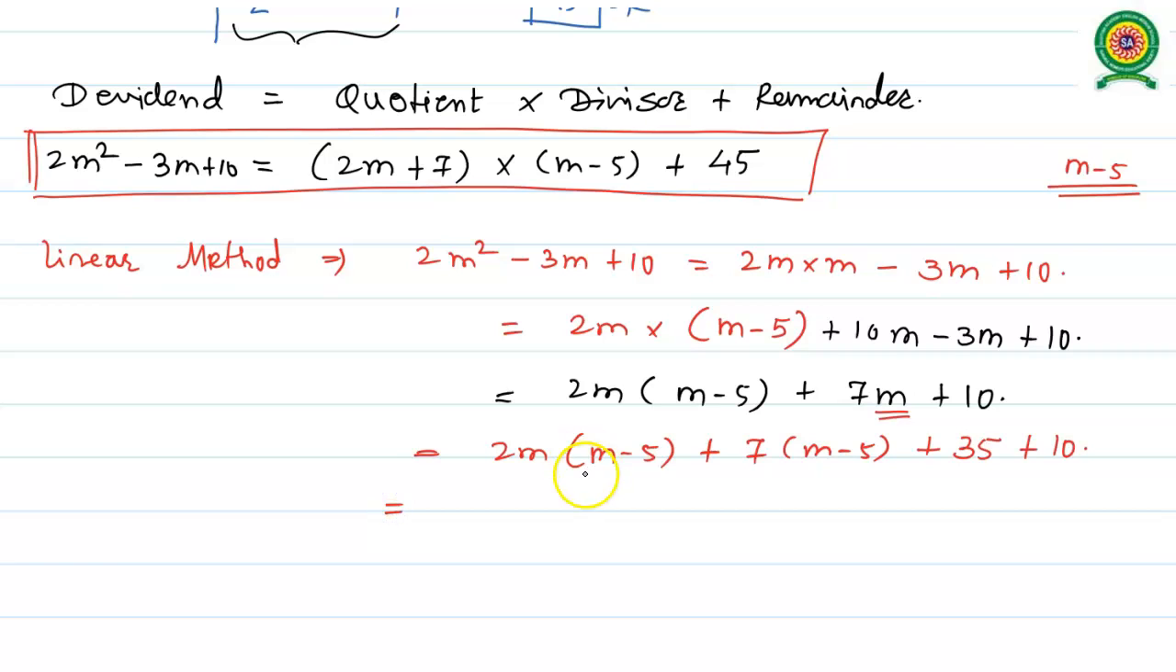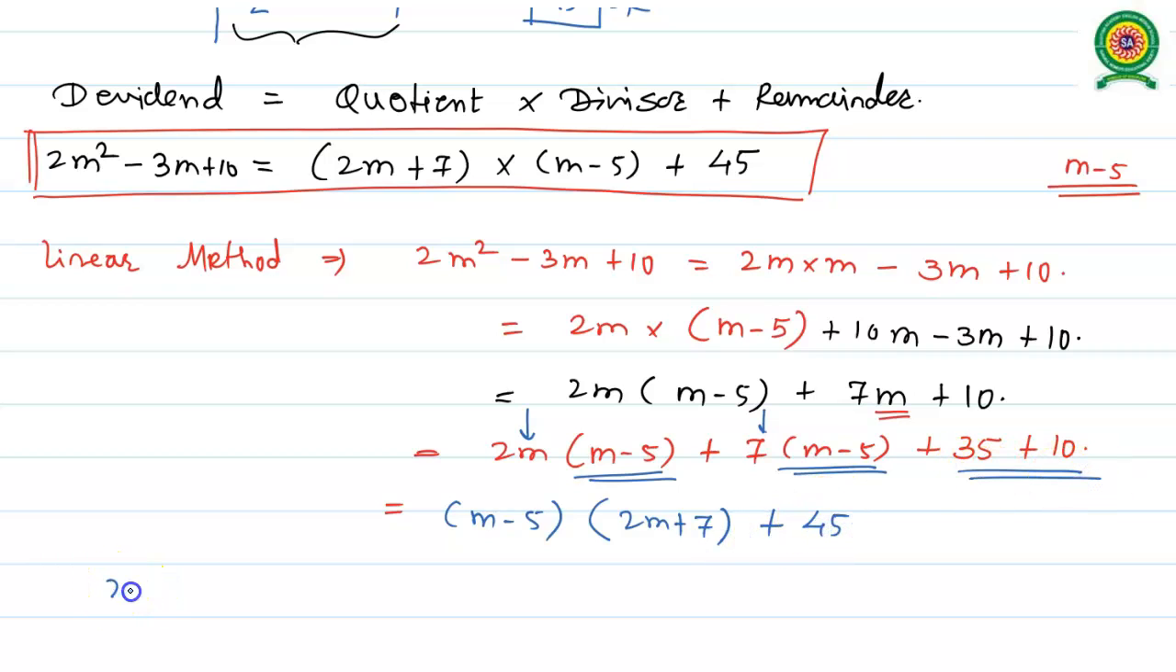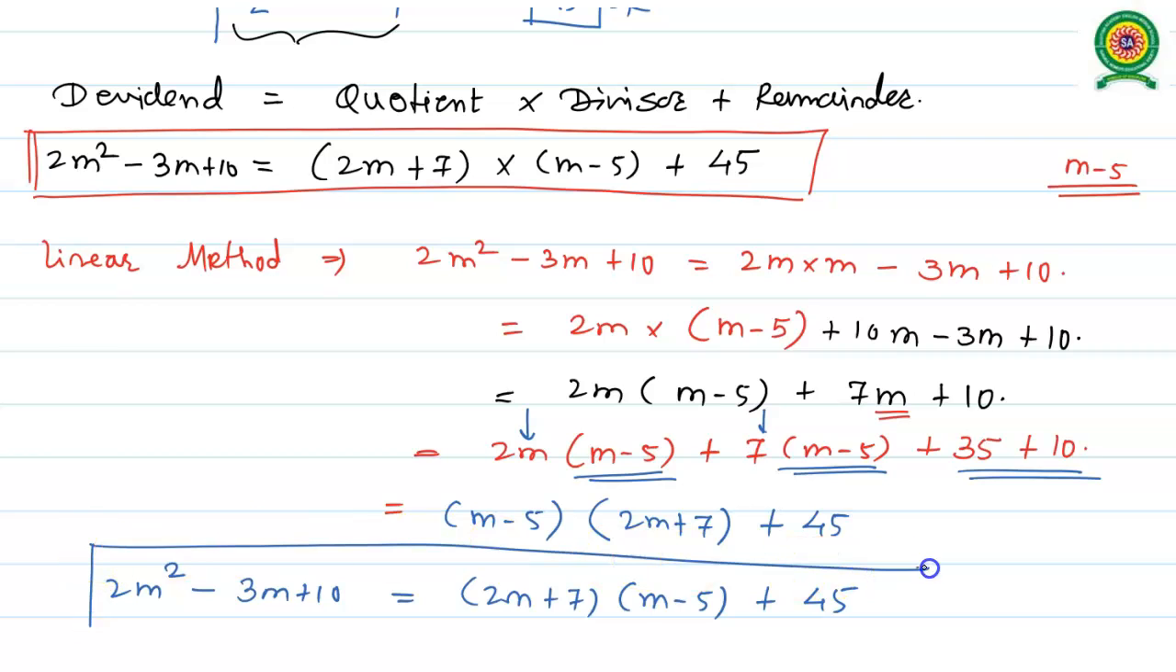Now be focused. From the first two terms we take m − 5 common, so that we are left with 2m + 7, and plus 35 plus 10 we have 45. So our dividend 2m² − 3m + 10 equals the quotient 2m + 7 times the divisor m − 5, plus the remainder 45. This is known as the linear method. Comparing the linear method and synthetic division, we have the same answer.